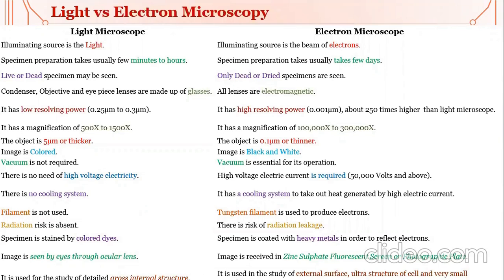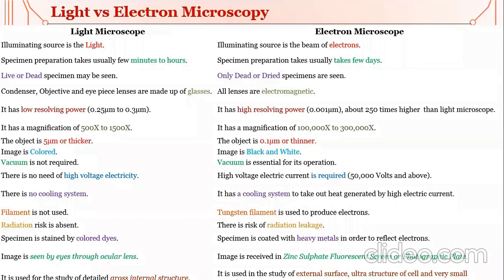As I have told you, it's just the passing of the light through the object to the eyes. That's why we do not require any cooling system, because our light microscope does not heat up by such an amount of light. But in the electron microscope, a cooling system is required because a high-voltage generator is being run, about 50,000 volts, so it generates a large amount of heat. That's why a cooling system is required.